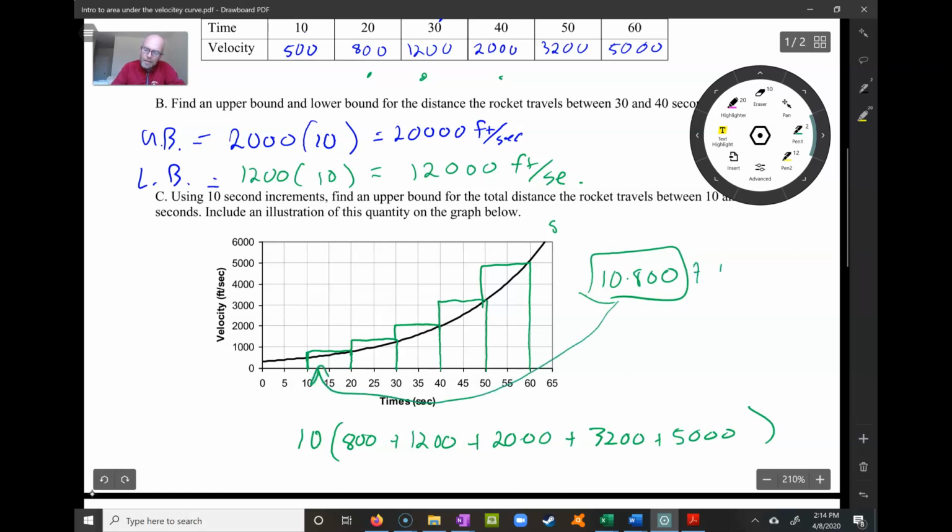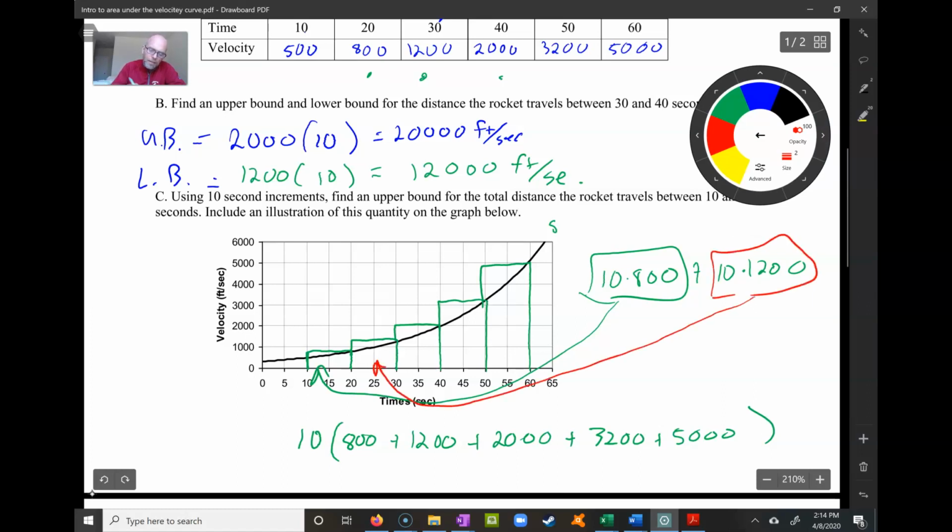Then we'd add to that 10 times 1200. That would be the velocity. Let's use a different color, red. That would be the distance covered in that time interval, etc. And so all I did is factor the 10 out on the outside, so I'm just adding up all the velocities and multiplying each one of them by 10, and that would give me the upper bound.